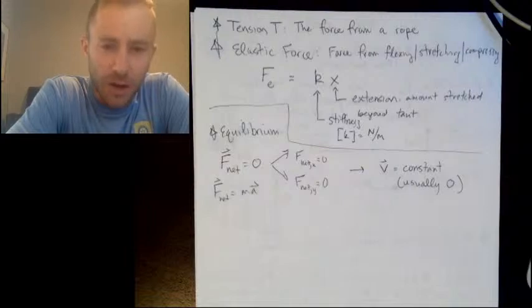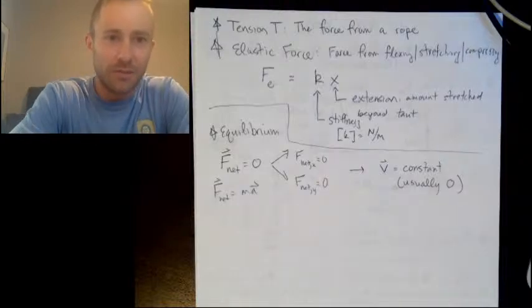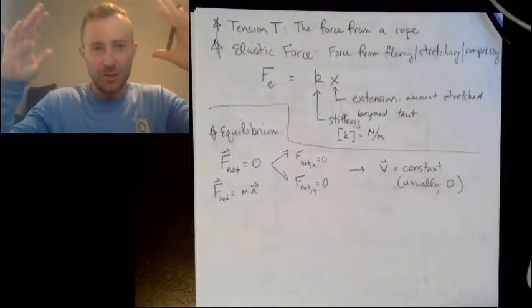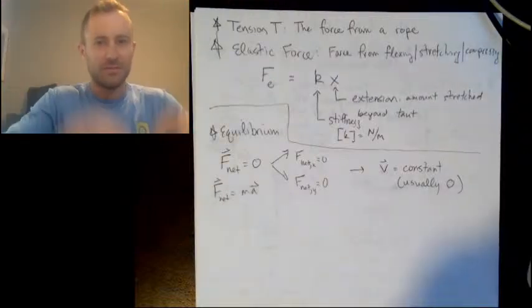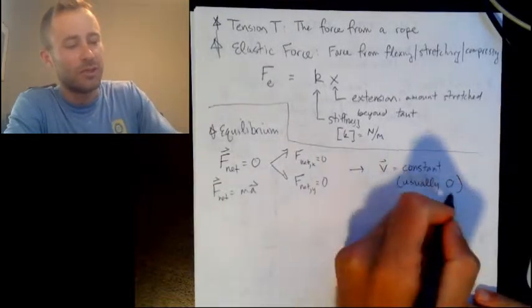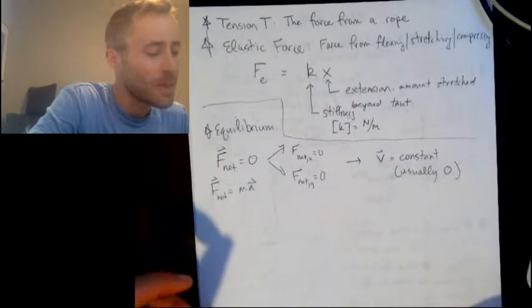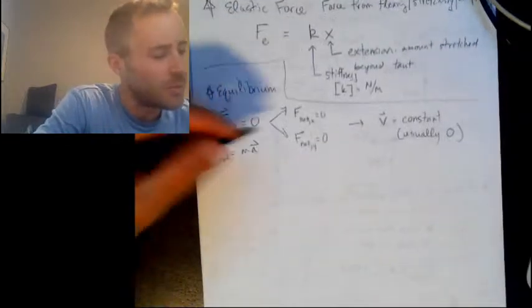Structural engineers very often are solving equilibrium problems. And the velocity of the structure that they're analyzing is 0 because it's a building. It's not a moving building. It's a stationary building. So most of the time, the constant velocity is 0. So let's do an example.